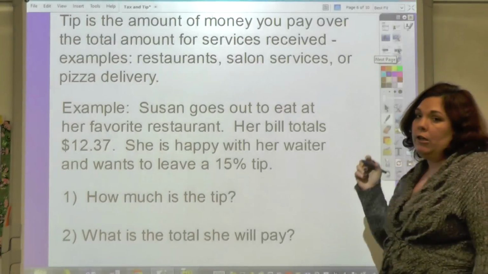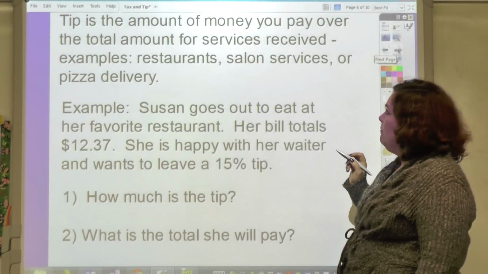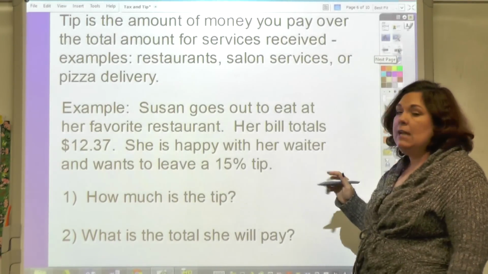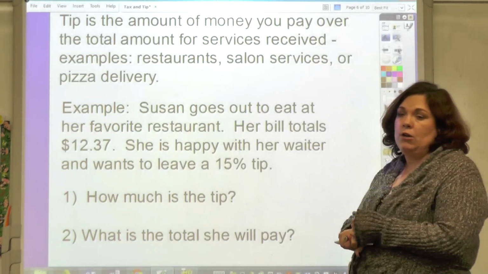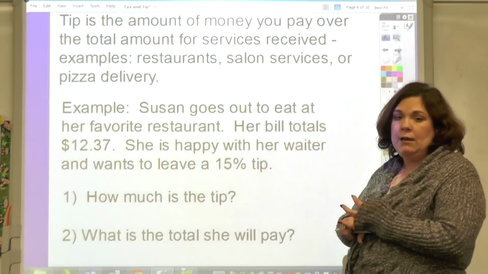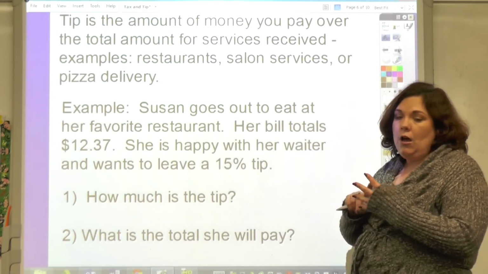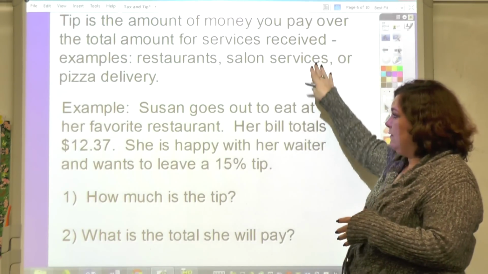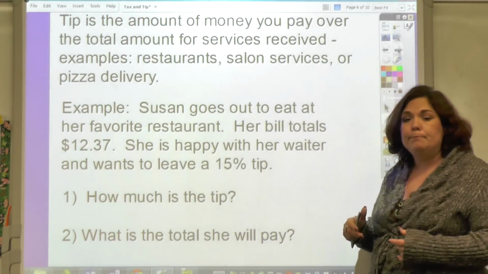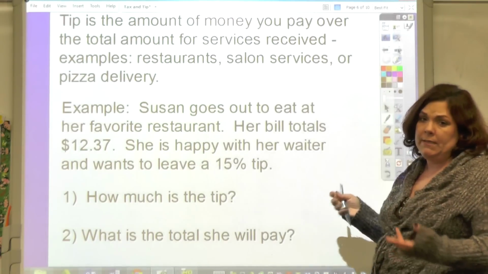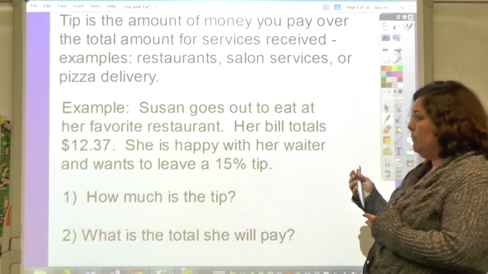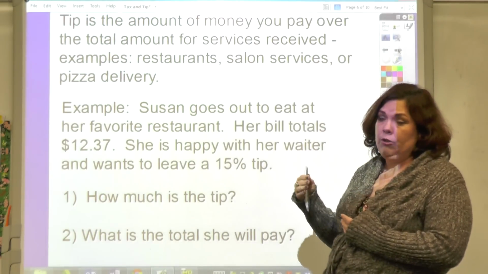So now we're going to look at tip. Tip is the amount of money that you pay over the amount for services received. Examples: in restaurants, you tip waiters and waitresses, and in salon services, you tip the hairstylist, or the person that provides services, and you tip a delivery driver. There's other people that you tip, and it might be a percent or it might be a set amount. But these are most of the people that you tip percentage. It's the percent on top of what you purchase.